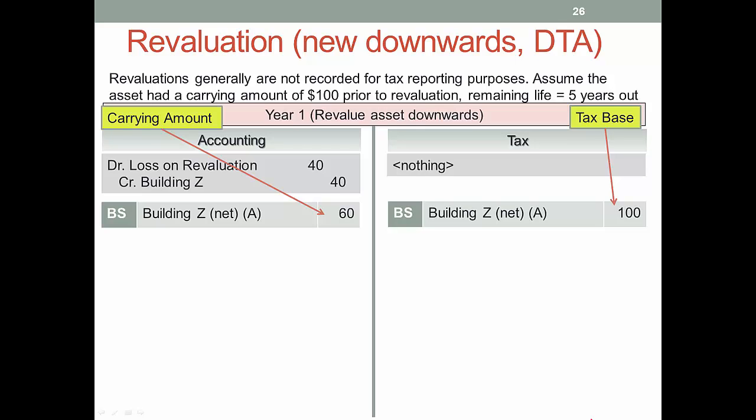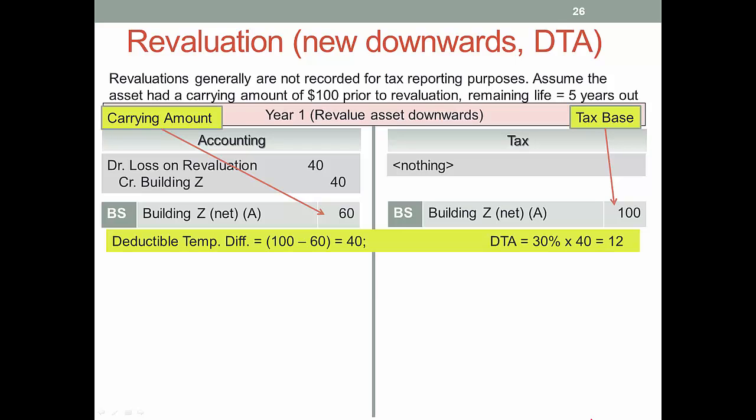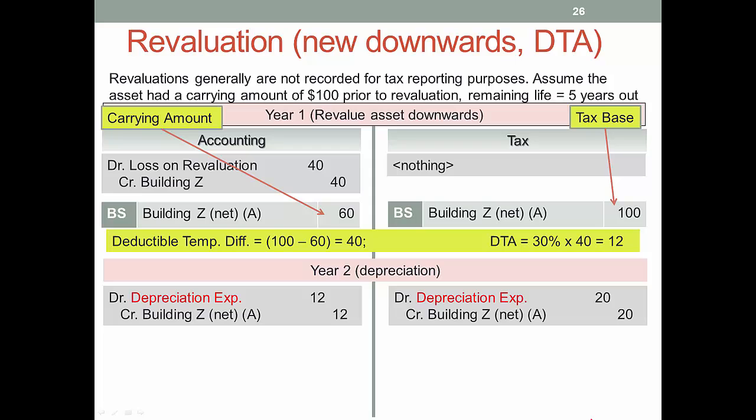So what's the depreciation going to be? Remember, it's got 5 years left. So accounting depreciation is going to be 60 divided by 5, so that's going to be 12. For tax, it's going to keep going at the 20. Okay, so notice that when we did the revaluation, we had a tax base of 100, carrying amount of 60, so we've got a deductible temporary difference of 40. Why deductible? Because we're going to have more deductions in future than we have expenses for accounting. So that's a deductible temporary difference. That leads to a DTA multiplied by the tax rate, gives you 12.